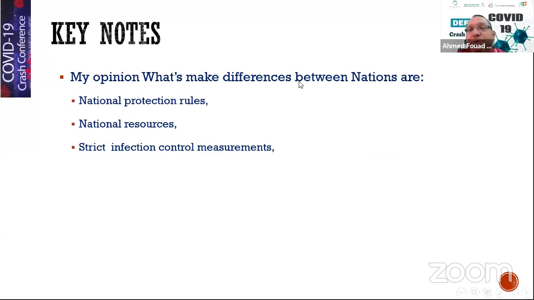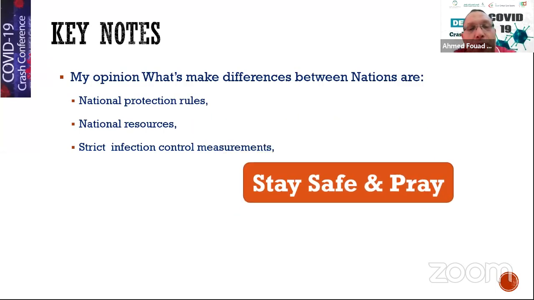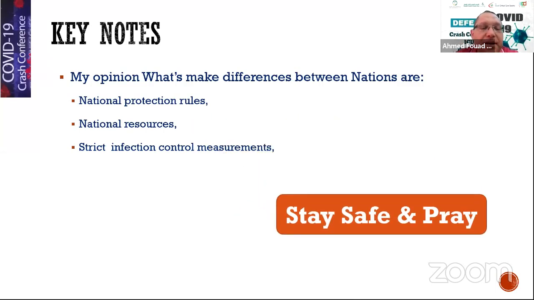What makes the difference in mortality between different nations? Your strict infection control measures, apart from national protection rules and national resources, of course. So please, safety is something very essential for the staff, for the community, and for all of us. And I hope all of you stay safe and pray. And thank you so much.